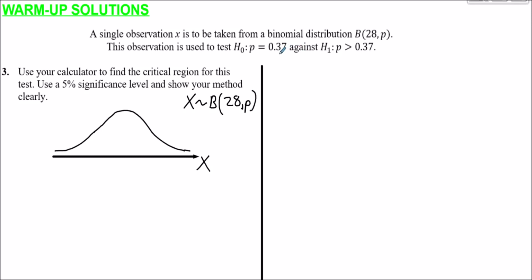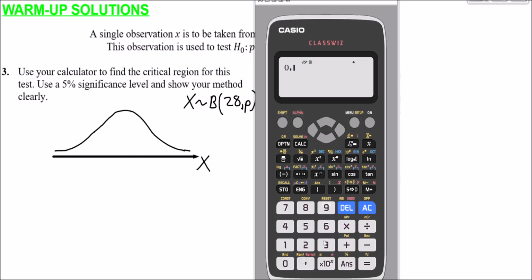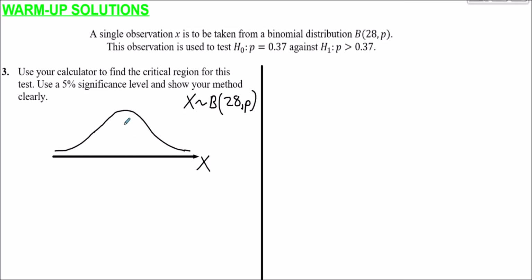So what I'd always think about as well, generally, is how many would you expect out of 28 to be successful? So if 37% is what you'd expect, your expected number would be 28 times 37%, or 37% of 28. So let's work that out. So 0.37 multiplied by 28 is about 10.36. So the mean expected is somewhere about 10.36.